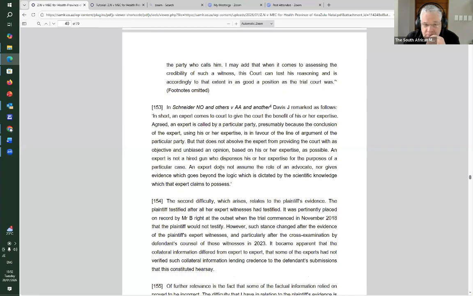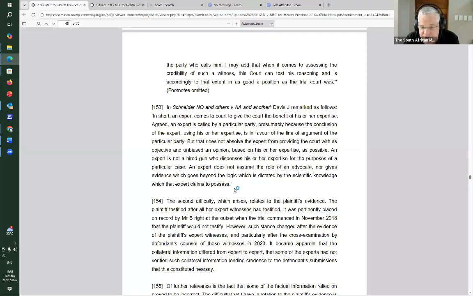Okay. And I just want to take you to what Davis J said in Schneider and others versus AA. In short, an expert comes to court to give the court the benefit of his or her expertise. Agreed, an expert is called by a particular party, presumably because the conclusion of the expert using his or her expertise is in favor of the line of argument of the particular party. But that does not absolve the expert from providing the court with as objective and unbiased an opinion based on his or her expertise as possible. An expert is not a hired gun who dispenses his or her expertise for the purposes of a particular case.